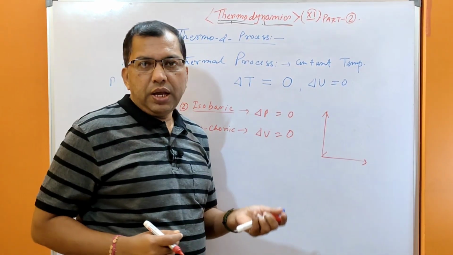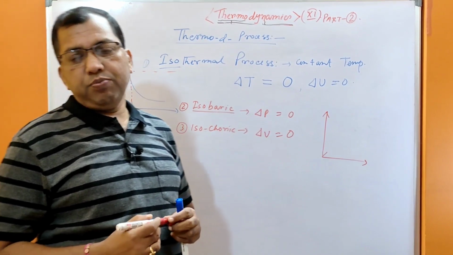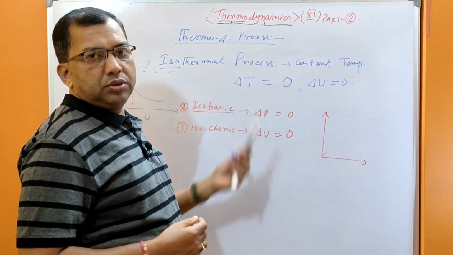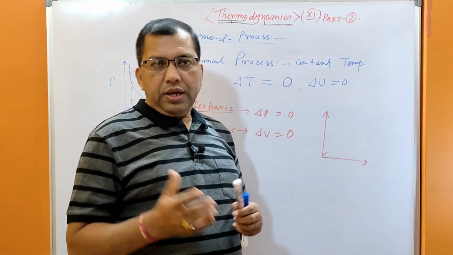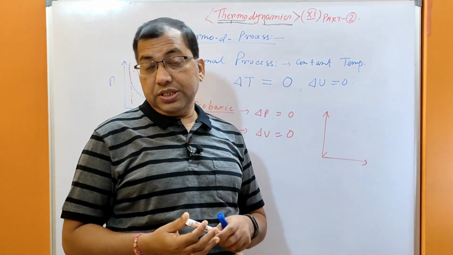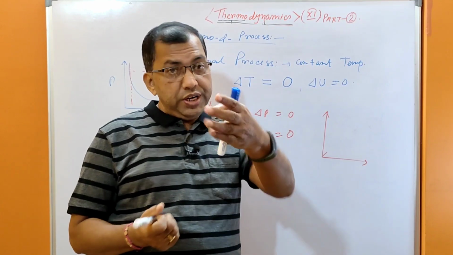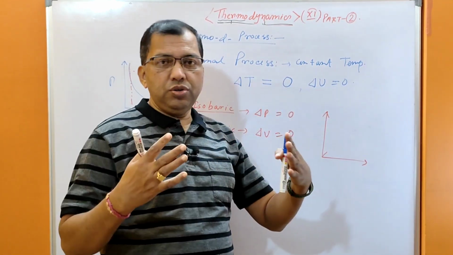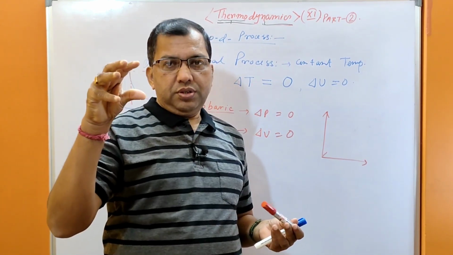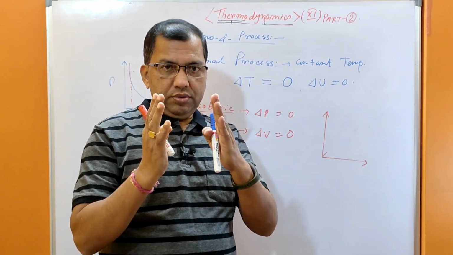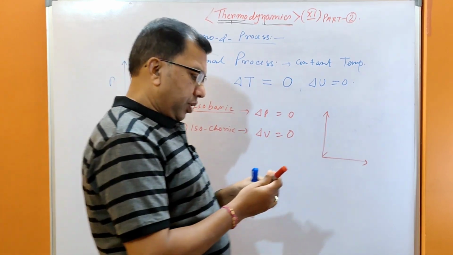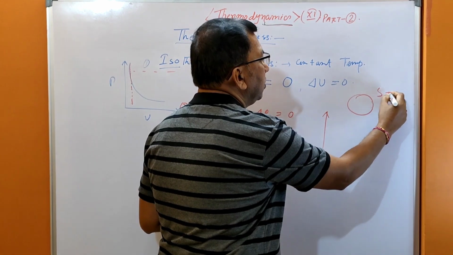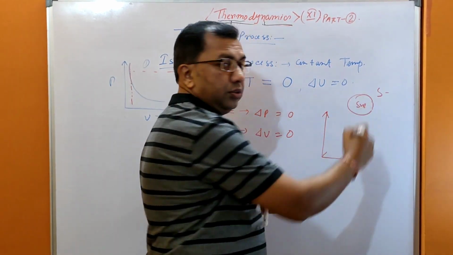Next comes the adiabatic process. I have earlier discussed what an adiabatic system is. There is no heat that can flow in or out of the system. There is a wall between the system and the surroundings.